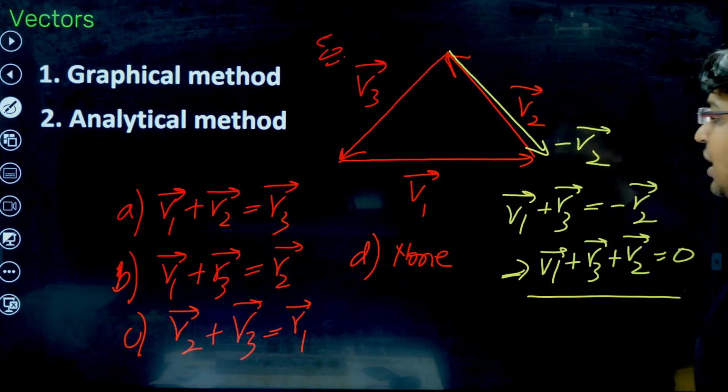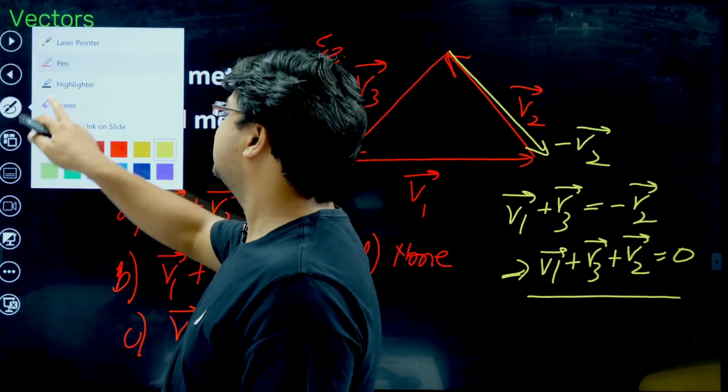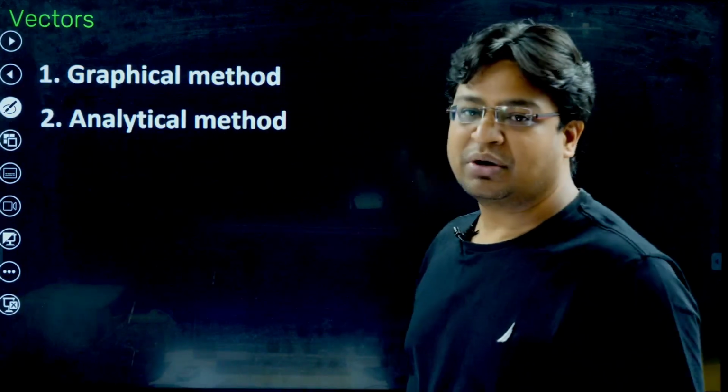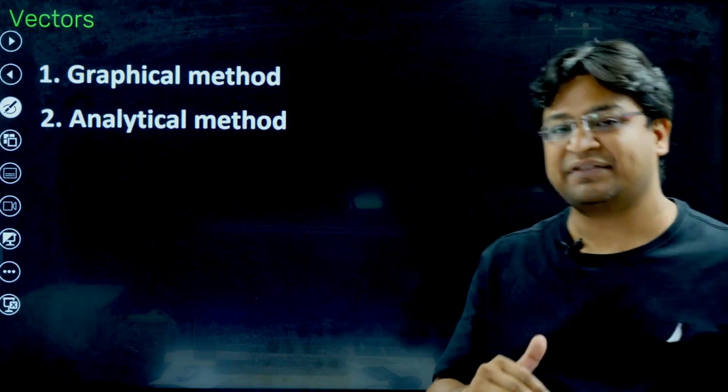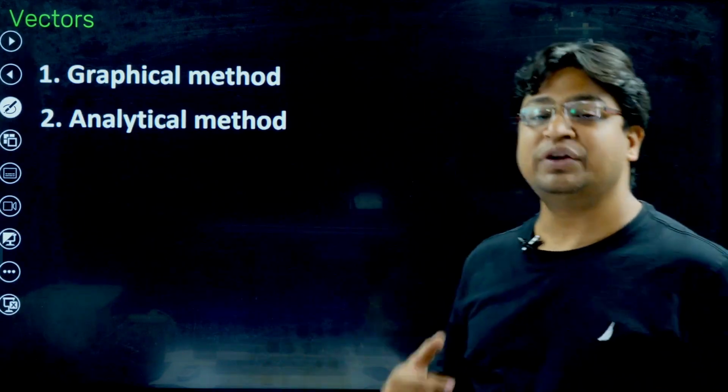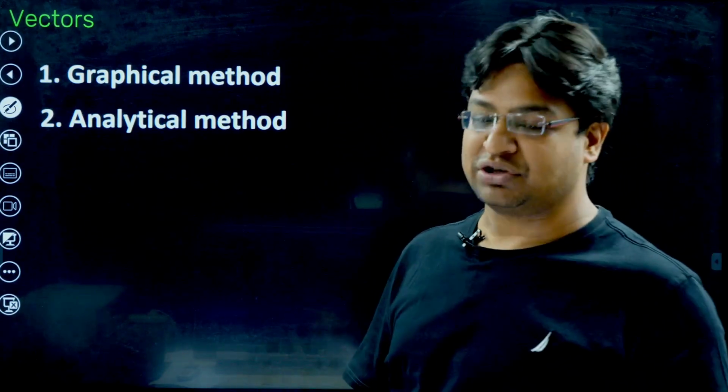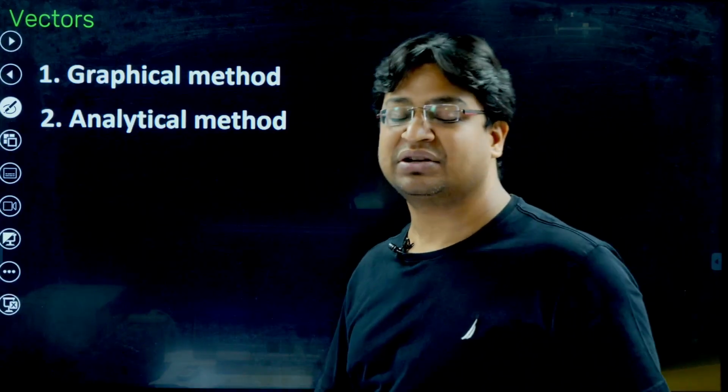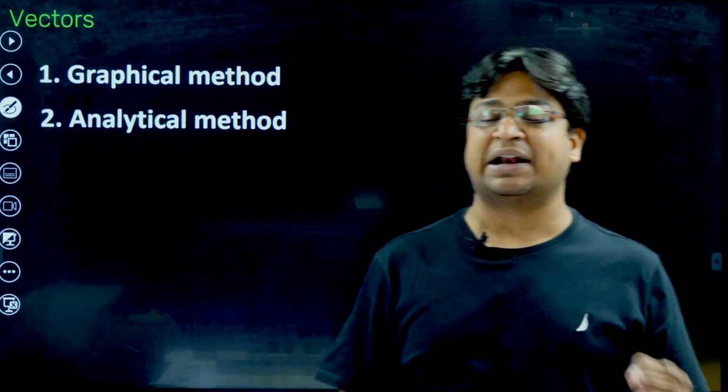Now, assuming that you have understood all this, let's talk about the next point. Once we have learned to identify the R vector, how do we know its length and its direction? There are two methods: one is the graphical method and the other is the analytical method.